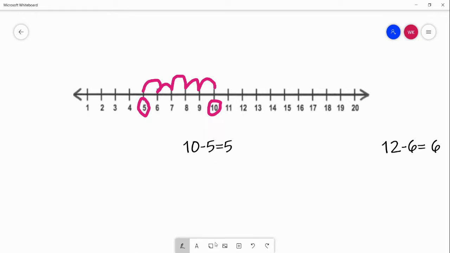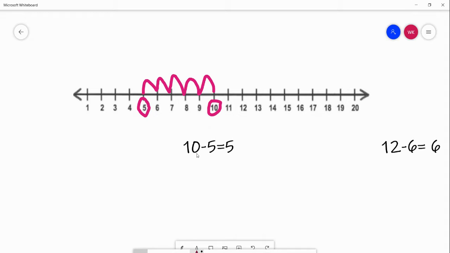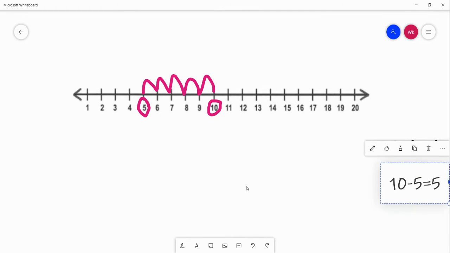But let's go ahead and count backwards. So to count backwards, you want to start with your highest number, which is our 10. So we're going to count backwards, and we're going to land on the 5 because that's our other add-in in the equation. So 1, 2, 3, 4, 5. Stop. We're at 5. Let's count 1, 2, 3, 4, 5. So we jumped 5 back. So that means 10 minus 5 equals 5.